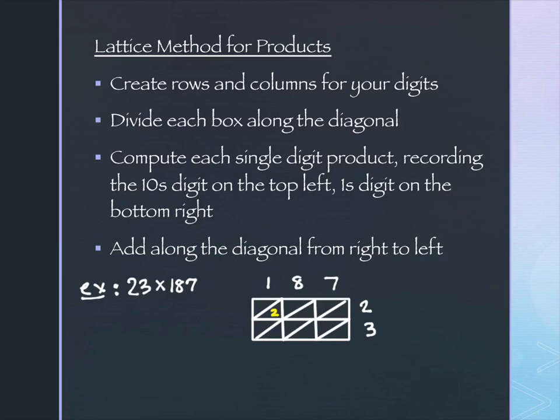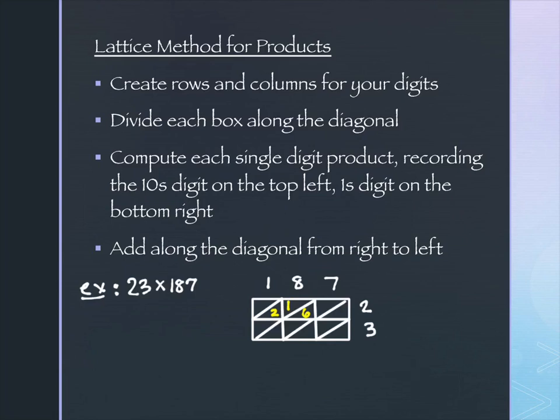Then the column that I'm on is 8. The row is still 2. 8 times 2 is 16. And I write the 1 in the top left-hand corner and the 6 in the bottom right-hand corner. So that's what it's talking about. It says the tens digit in the top left, ones digit in bottom right. So here's 16 like this.